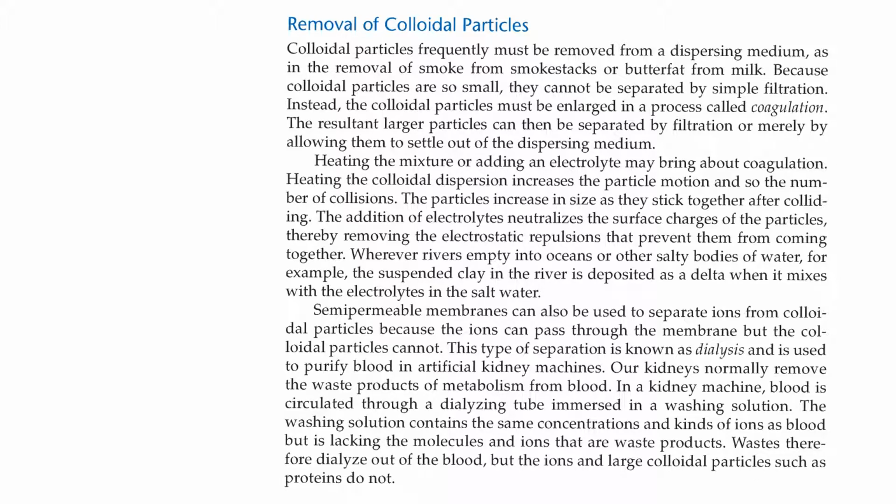Semipermeable membranes can also be used to separate ions from colloidal particles because ions pass through the membrane but colloidal particles cannot. This type of separation is known as dialysis and is used to purify blood in artificial kidney machines. Our kidneys normally remove the waste products of metabolism from blood. In a kidney machine, blood is circulated through a dialyzing tube immersed in a washing solution. The washing solution contains the same concentrations and kinds of ions as blood, but is lacking the molecules and ions that are waste products. Waste therefore dialyzes out of the blood, but the ions and the large colloidal particles, such as proteins, do not.